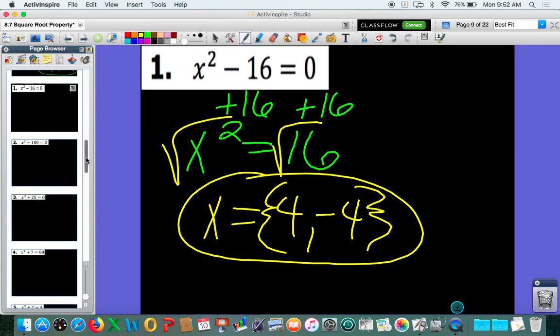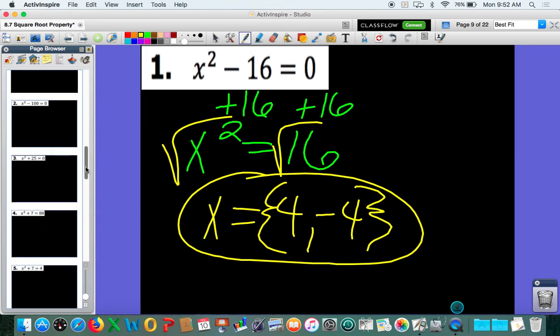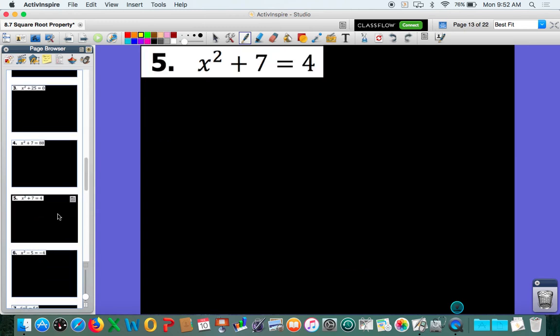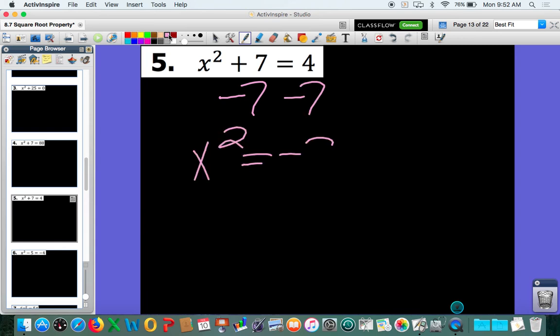Now, we're not always going to get an answer. There are times you're going to have no solution. Times like that include this situation. For example, I'm going to subtract 7 from both sides. So I've got x squared equals negative 3. Well, here's the problem. If you put square root of this, square root of this, that's great. The square root of negative 3 is no solution because there is no number that can multiply by itself to give you a negative number.